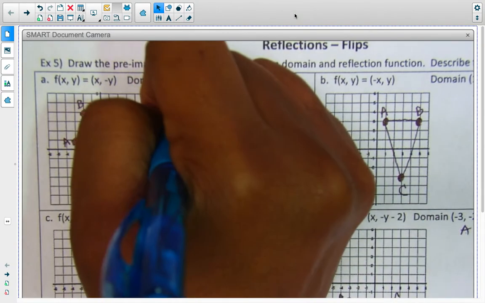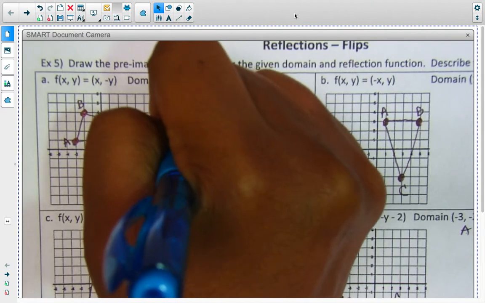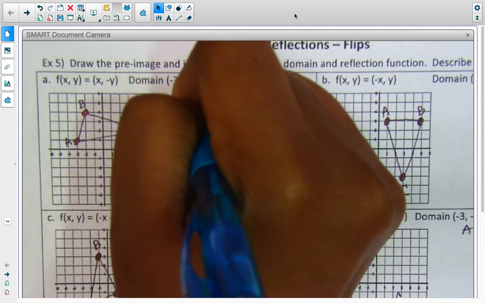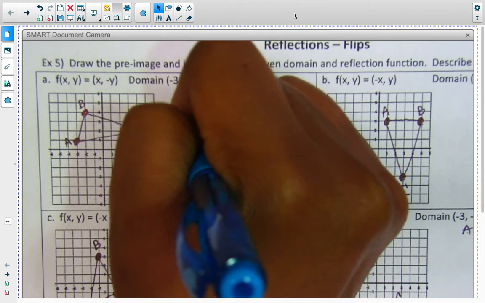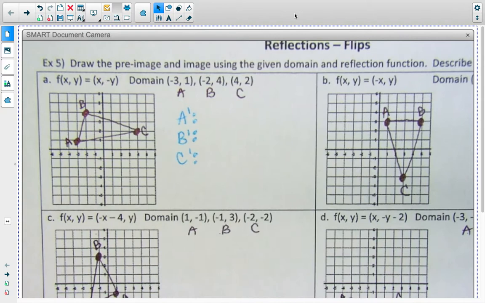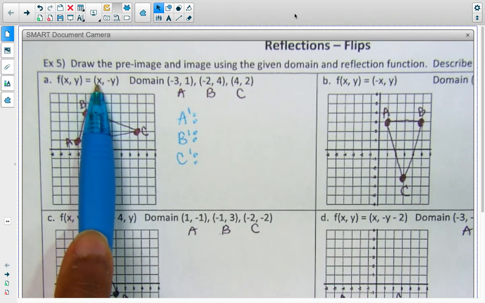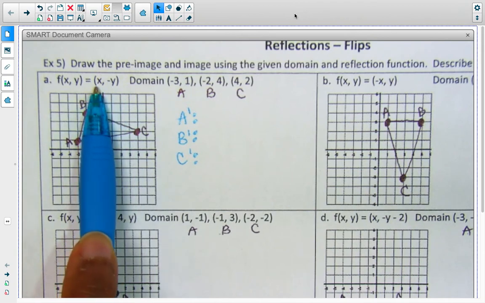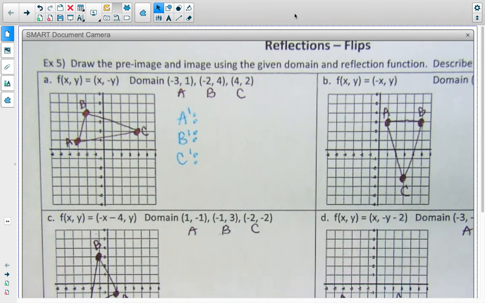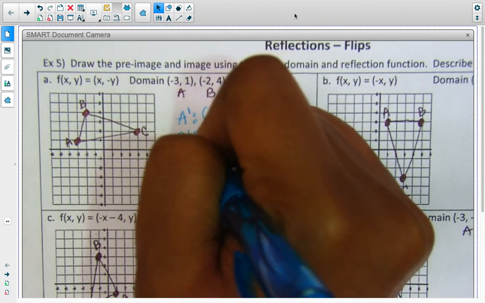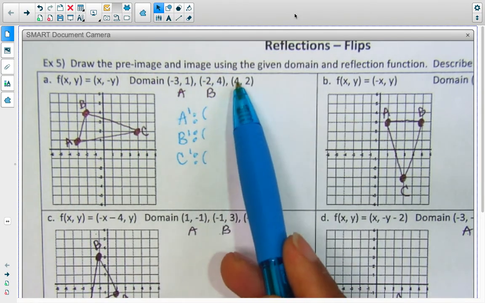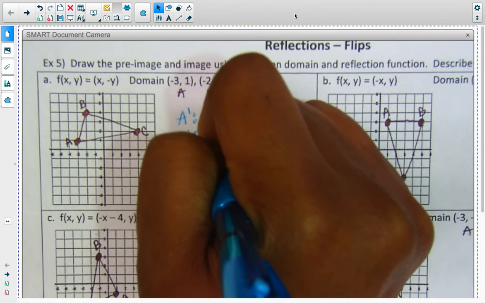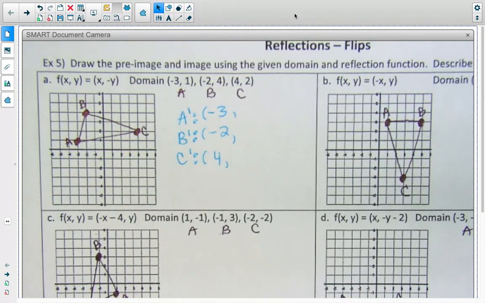So here we go. We're going to find our A prime, B prime, and C prime. So we're going to go through and find that for each of our points. So this rule over here tells us to keep our X and change Y to the opposite sign. Keep the X, change Y to the opposite sign. So I'm going to go through here. I'm going to keep all of my X values because that's what the rule says do. Keep -3, keep -2, keep +4. So I keep all the X values.